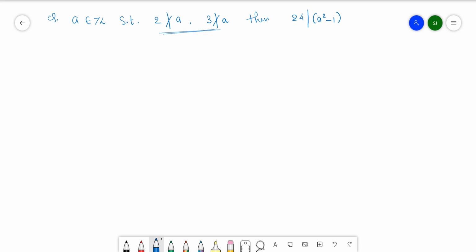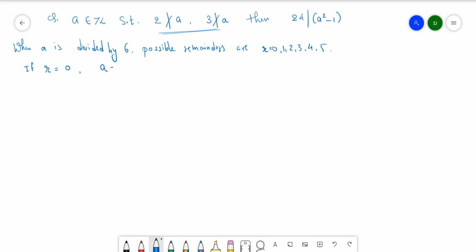So what we see is when a is divided by 6, my possible remainders are 0, 1, 2, 3, 4 and 5, right? From these 6 possibilities we will see which of them are possible for us and which are not. If my remainder r is equal to 0, then a must be of the form 6 times q.